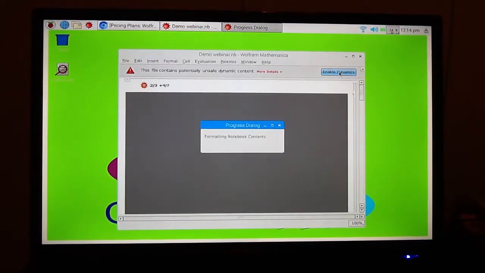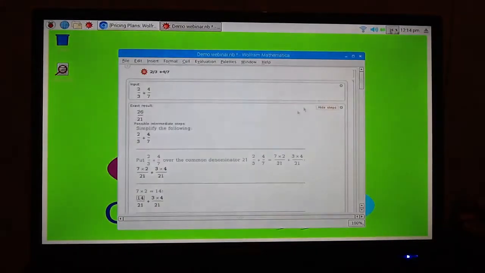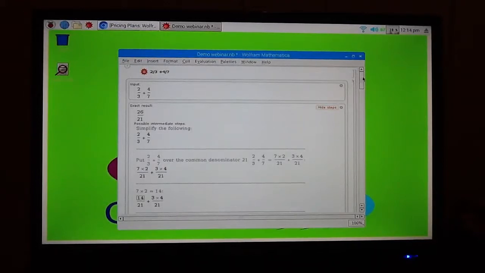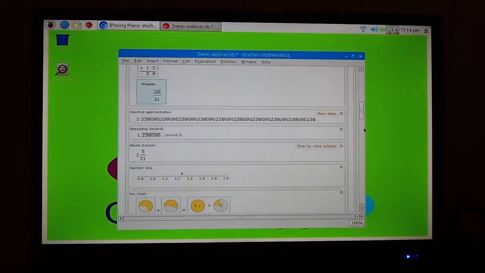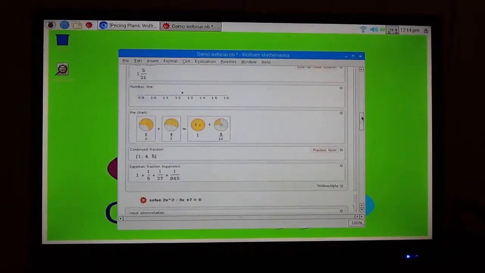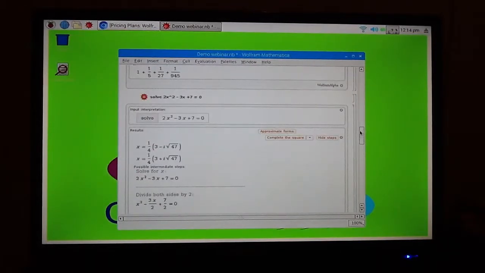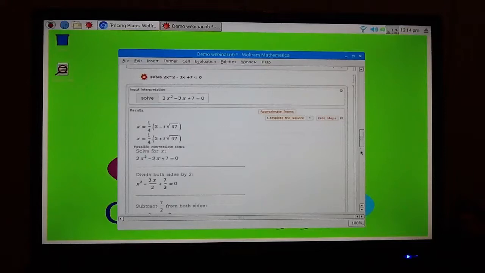And I'm waiting. Progress dialog is taking time. Formatting the notebook contents, it takes time. And then there's the answer. Now there's what I did before. So now I've got it all back. So when you are doing homework, you can save your work. You can save your work. And you can go back and play with it. You can now say, well, I want to change this, and I want to get a different problem, and so on and so forth. So that is how this basically works.